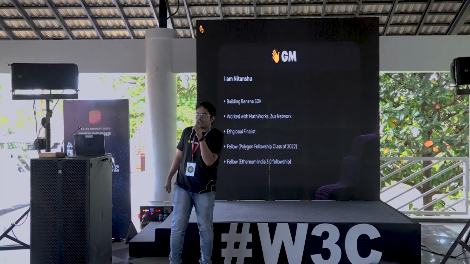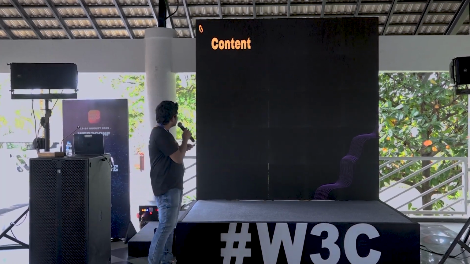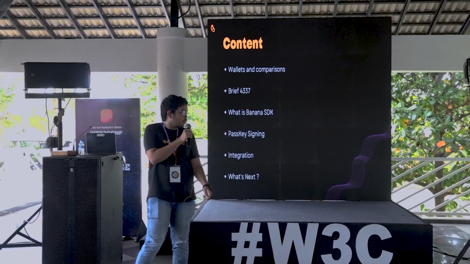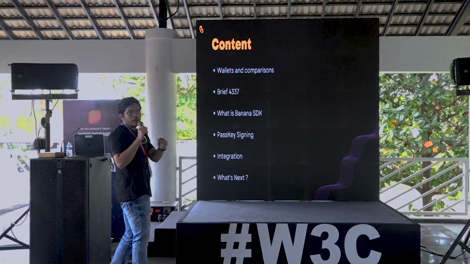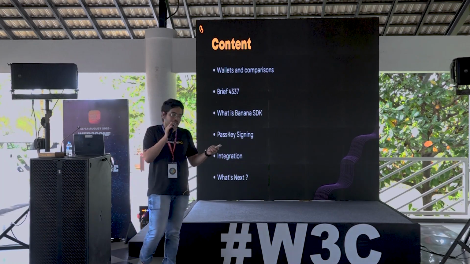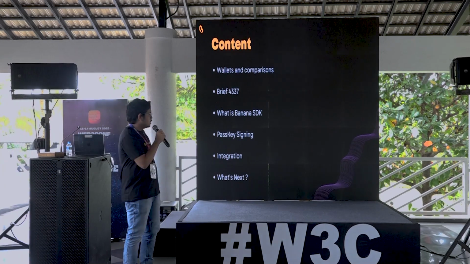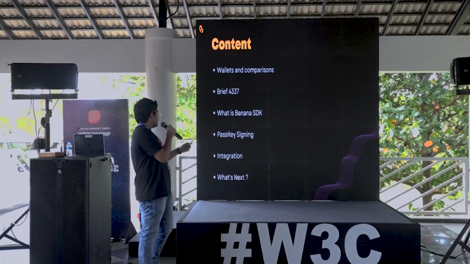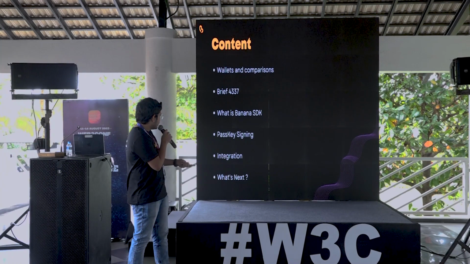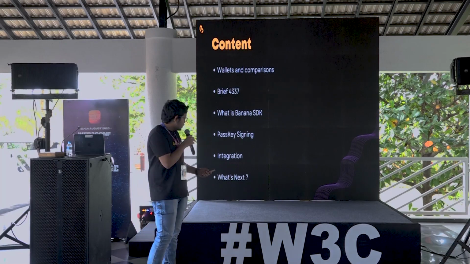Now let's jump into the actual thing. What are we going to cover today? We will first cover a few wallets and a comparison of what types of wallets exist in this ecosystem: smart contract wallets and EOA accounts. We'll go briefly into 4337, as Banana SDK purely relies on 4337, so we don't want to miss that. And we'll talk about Banana SDK, the Banana passkey-based mechanism for transaction signing and wallet creation. We'll have a look at how you can integrate Banana SDK in your app, how easy it is to integrate, and what's next. What's the plan of Banana after solving the onboarding issue? So let's move forward then.